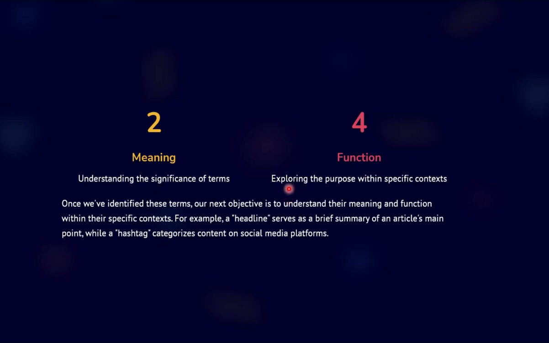The function, what does it mean? So the function is exploring the purpose within a specific context. For example, the term headline: the meaning is, as we said before, a brief summary of this article. If I have a big article, I need to summarize it in six or seven words, more or less.